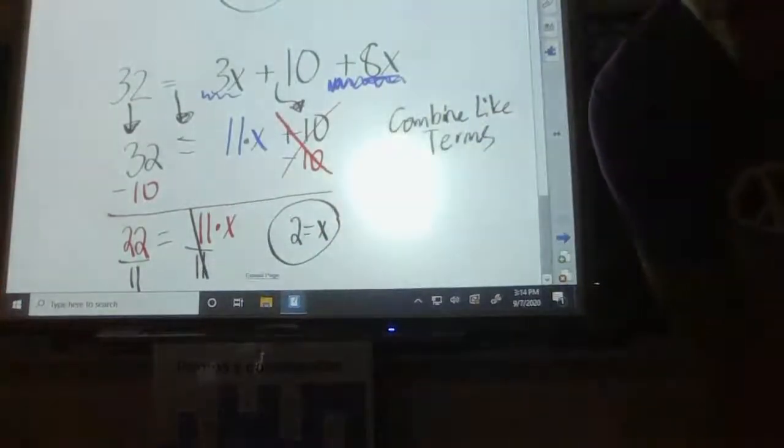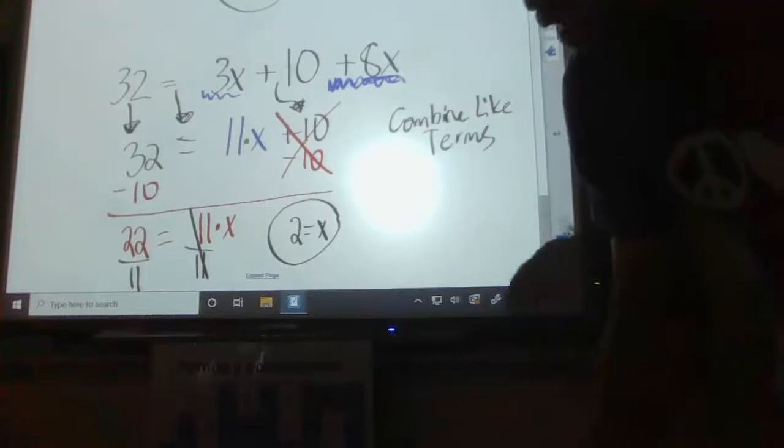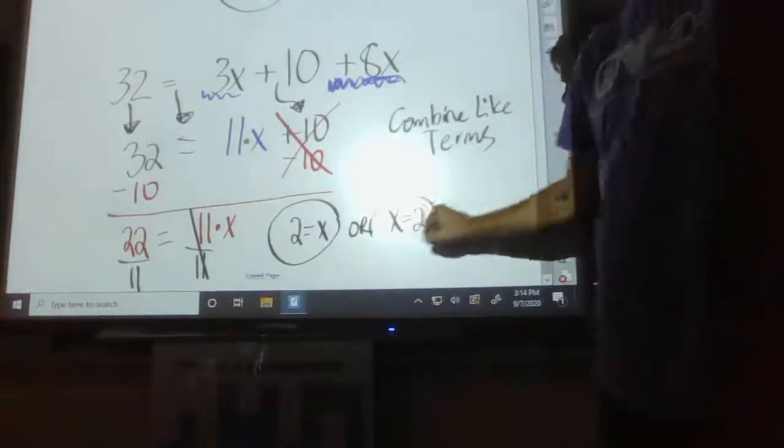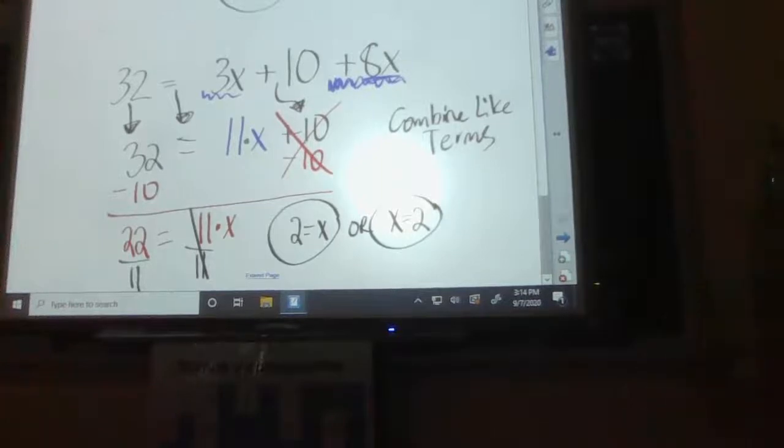Don't let that throw you off. Every year, 8th graders are like, wait, I've got x equals 2 and they have 2 equals x. Yeah, it's the same thing, right? Don't let that bother you. It's the same thing on both sides.